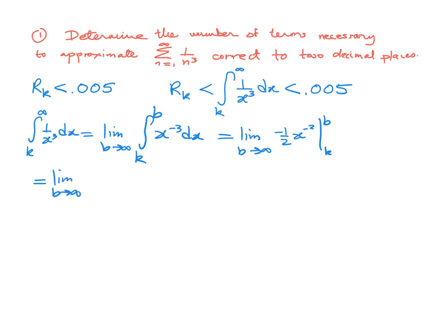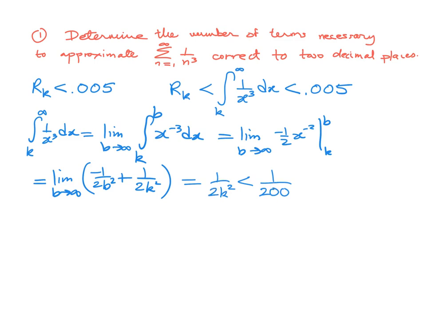And I'm going to write that as negative 1 over 2b squared, and then minus negative, so plus 1 over 2k squared. And now, as b goes to infinity, this becomes 1 over infinity, so 0. So this whole limit is 1 over 2k squared. And I want the 1 over 2k squared to be less than 0.005, which is 1 over 200.